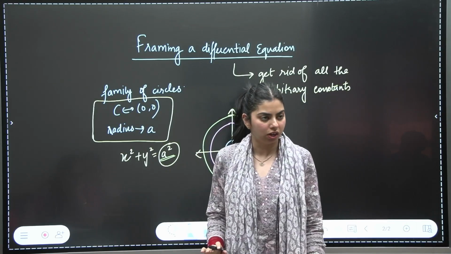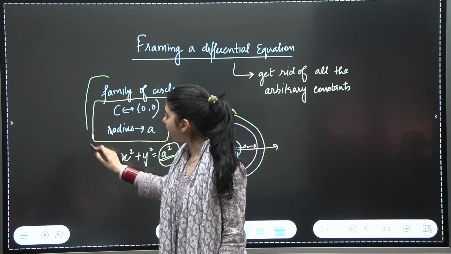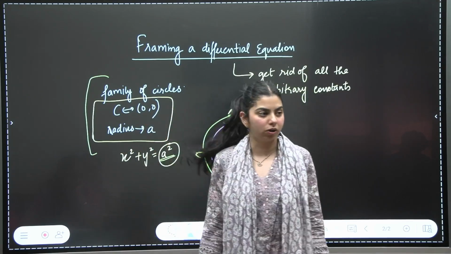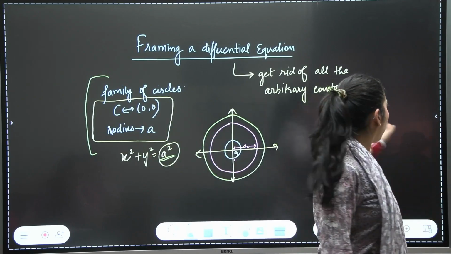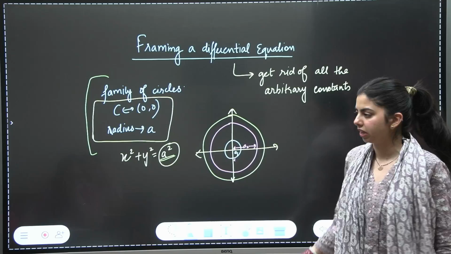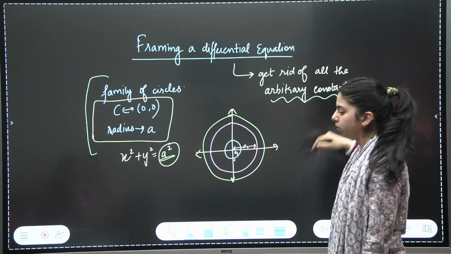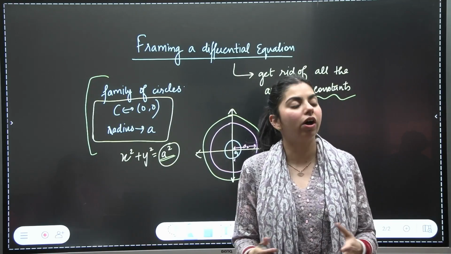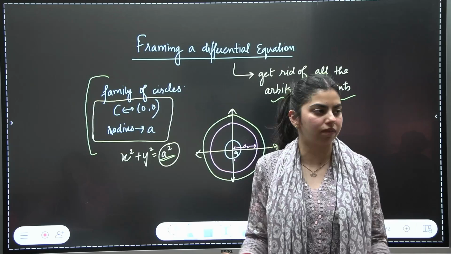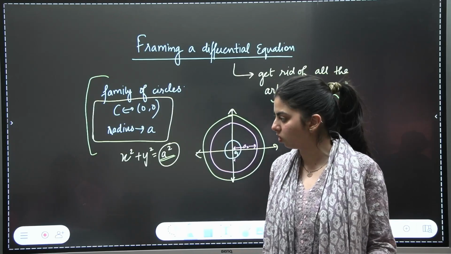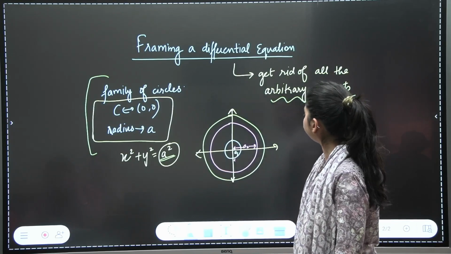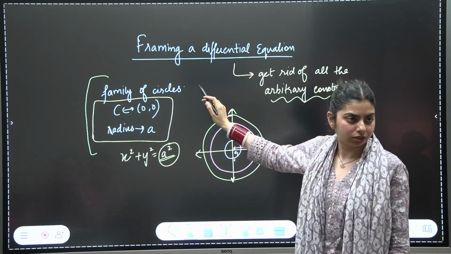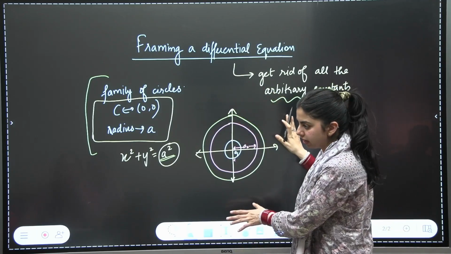Are you getting it? So this is what it means when I say I want a family of circles with one condition: that the center should be at origin and the radius is A. So my arbitrary constant is A. That means A is a constant that keeps changing, and when A changes, you get a new circle every time, and together we call it a family.